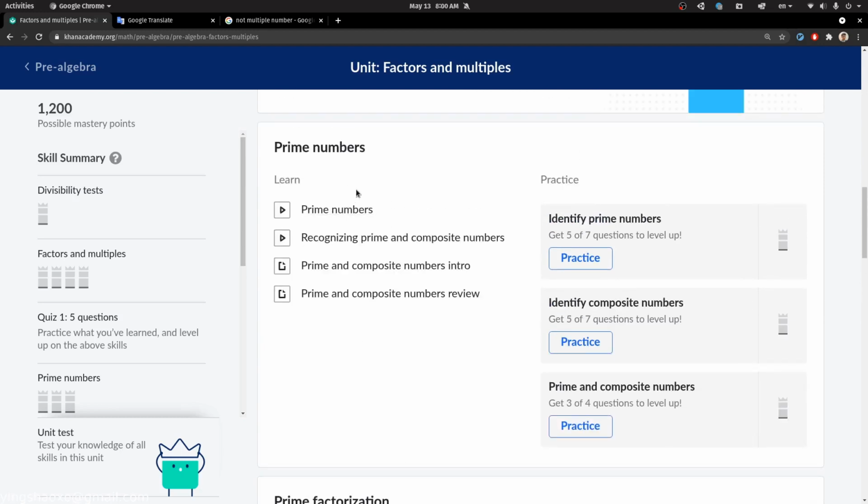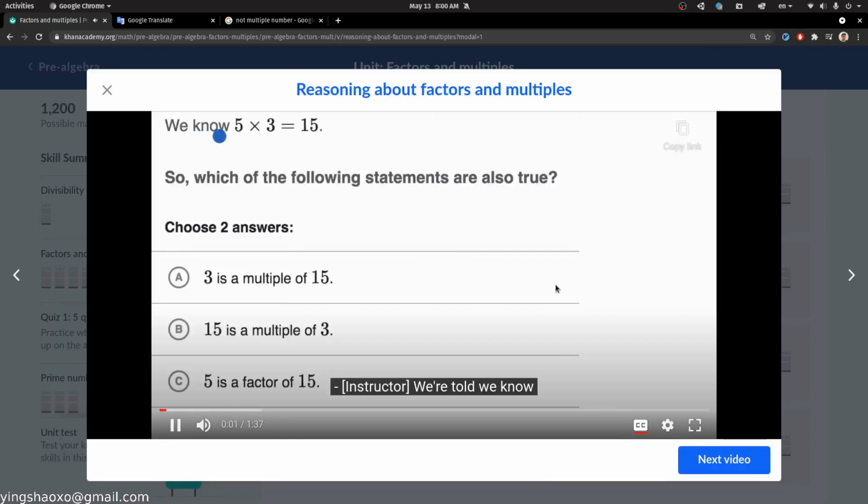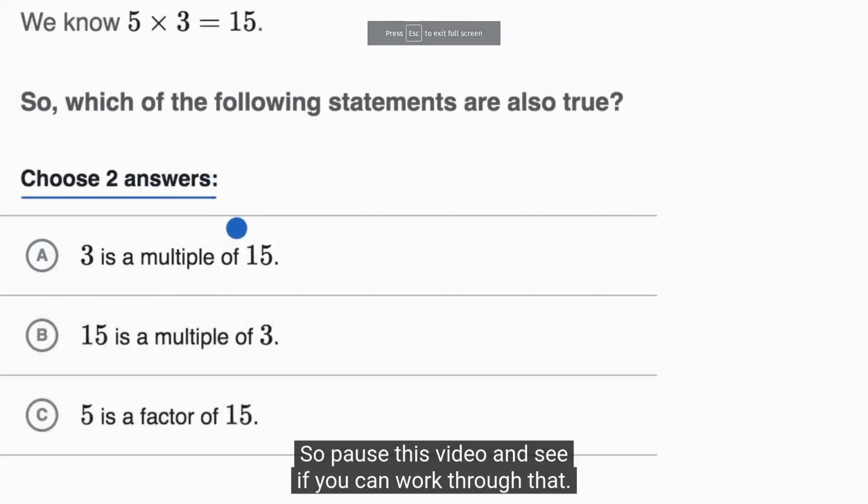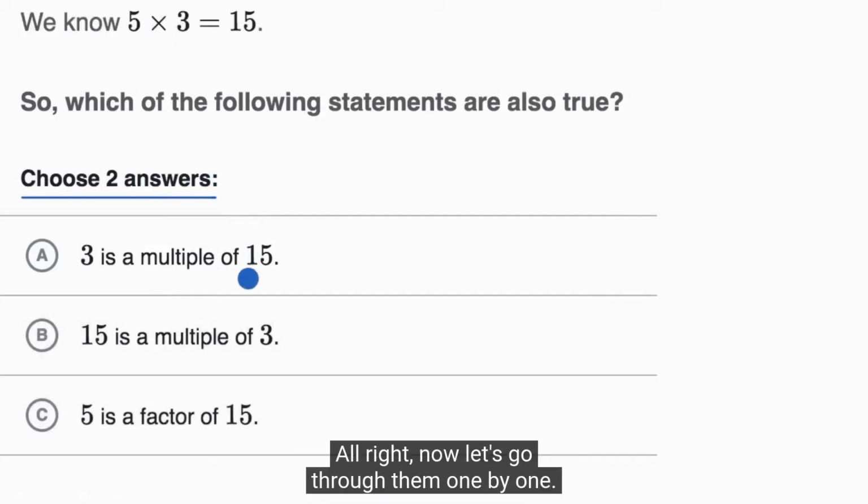later mathematics books. We're told we know that 5 times 3 is equal to 15. Yep, that's true. So which of the following statements are also true? And it says to choose 2 answers. So pause this video and see if you can work through that. All right, now let's go through them one by one.